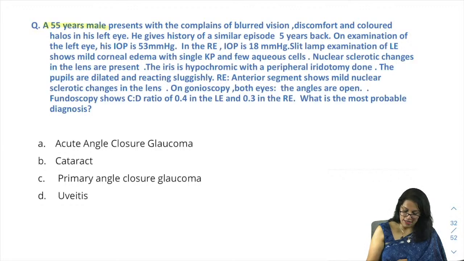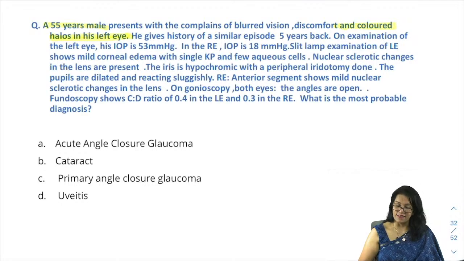A 55 year old male, please read it along with me, presents with complaints of blurred vision, discomfort and colored halos in his left eye. Quickly think, colored halos could be cataract, it could be high pressures, isn't it? Or mucopurulent conjunctivitis. He gives history of similar episodes 5 years back. So it's a recurrent case. On examination of the left eye, his intraocular pressure is 53. That's why colored halos.